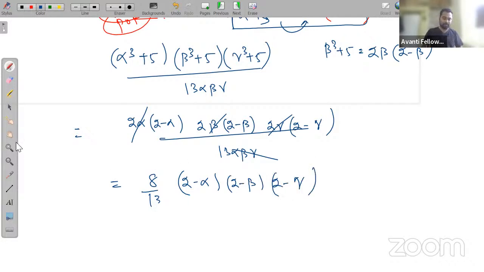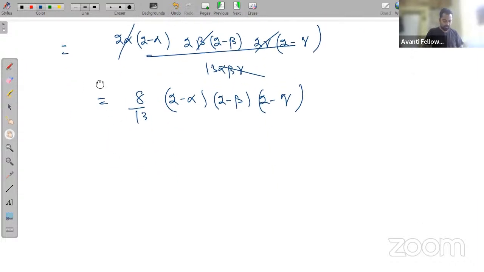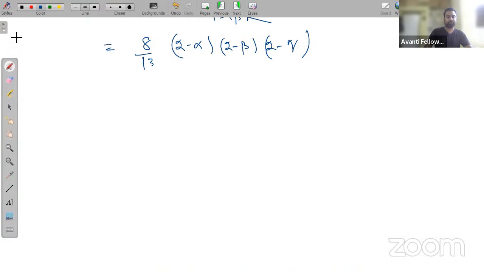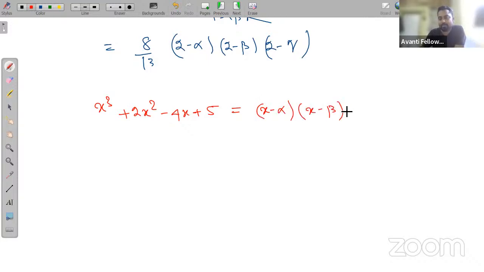So the given cubic equation is x cube plus 2x square minus 4x plus 5 is equal to 0. Right? So that means if alpha, beta, and gamma are roots of this cubic equation, can it be written as (x minus alpha) into (x minus beta) into (x minus gamma)? We can write or not?